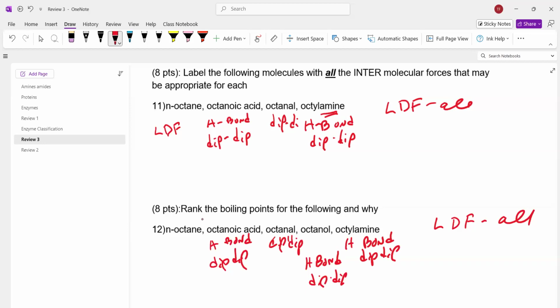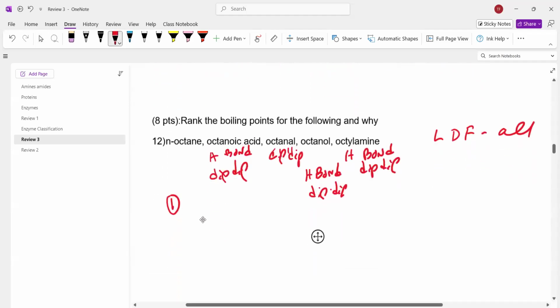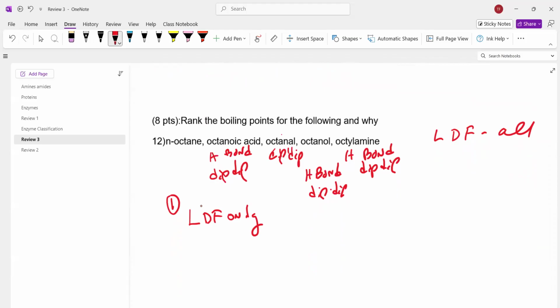Okay, so then how do you characterize the difference between them? First of all, this is the lowest out of 1, 2, 3, 4, 5. Let's say 5 is highest, so this is going to be 1. And the reason is LDF only. Number 2 is going to be the aldehyde. And that's got dipole, dipole, no hydrogen bonding. So we have 3 of these molecules that have hydrogen bonding and dipole, dipole.